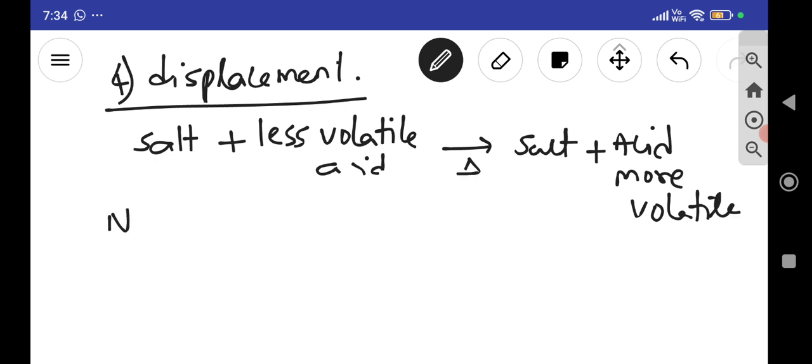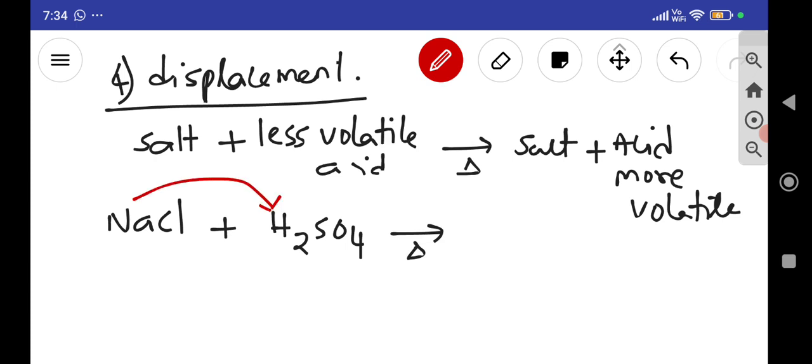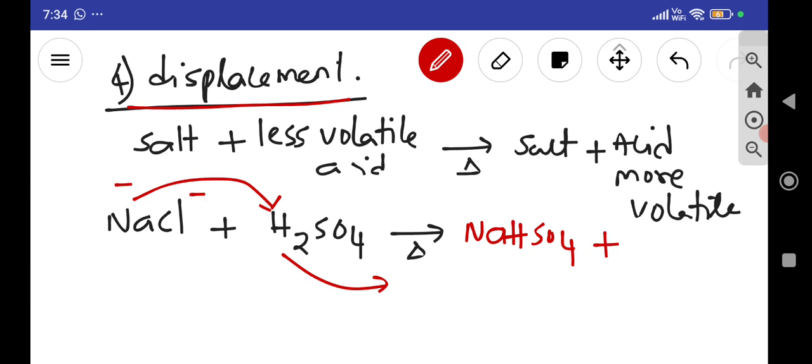Example, take salt as NaCl, sodium chloride, plus H2SO4 as a less volatile acid which will not evaporate. Now what we get from here: displacement of hydrogen takes place, so you call the reaction a displacement reaction, and you get NaHSO4. That H will combine with the Cl minus and you get HCl, which is a more volatile acid. Hope you have understood this.